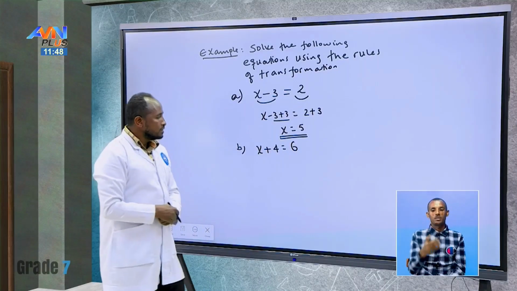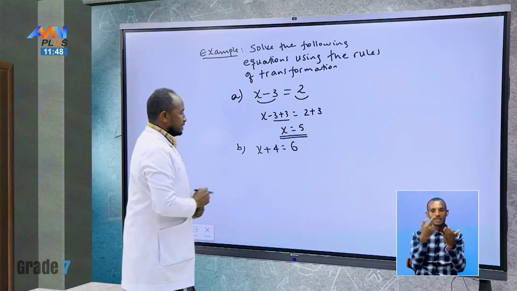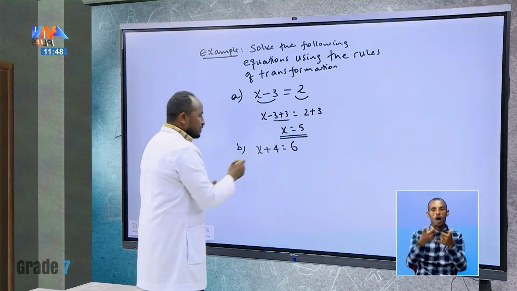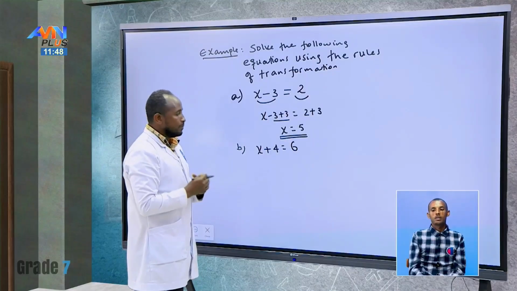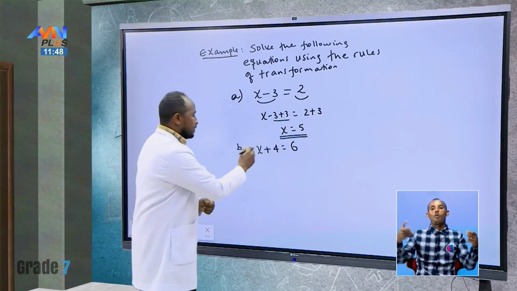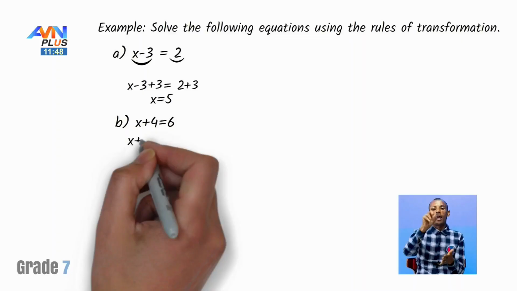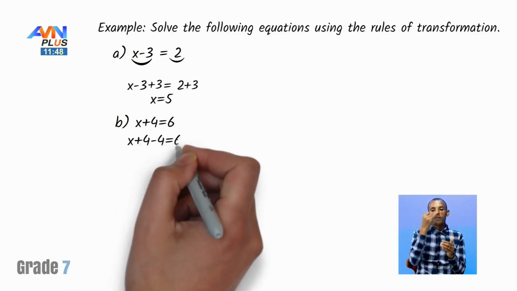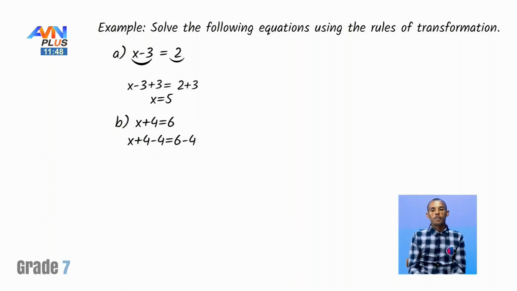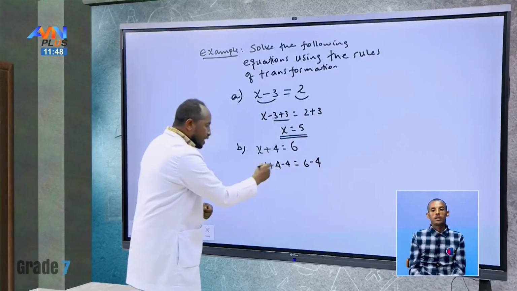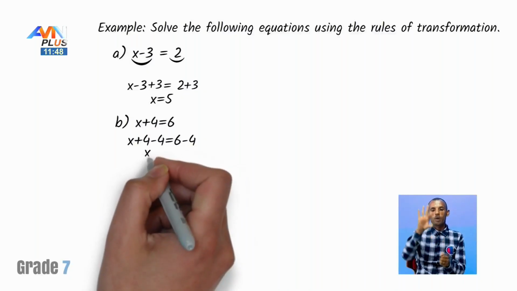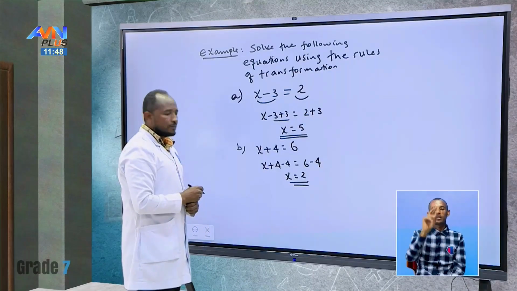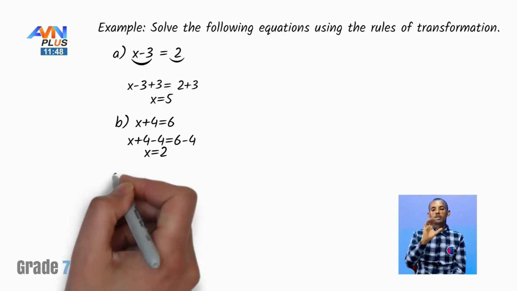Good. Solving this means separating the variable x from the numbers. How? By removing this. How will you remove it? By adding its opposite. Therefore, x plus 4 is equal to 6. If you add negative 4 on both sides, these two cancel out, you'll have x, and 6 minus 4 gives you 2. This is it. So again, try this one.